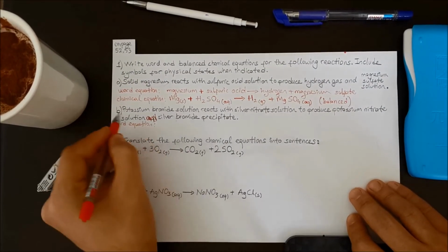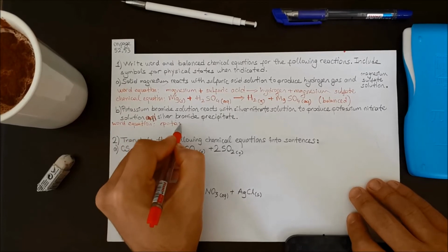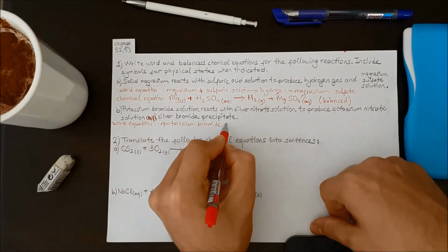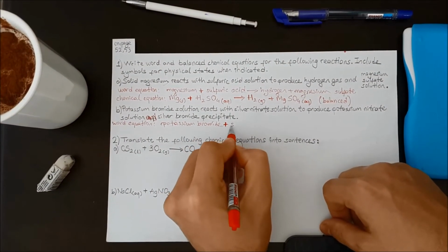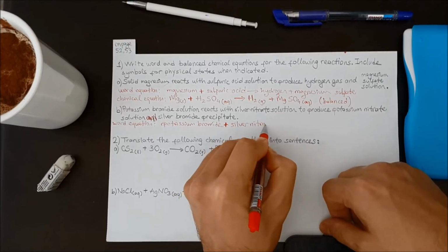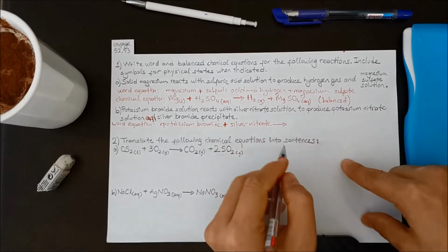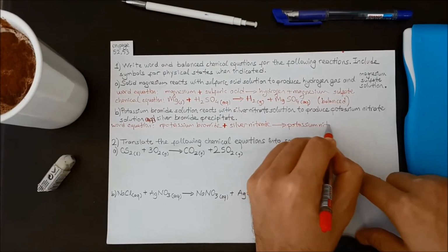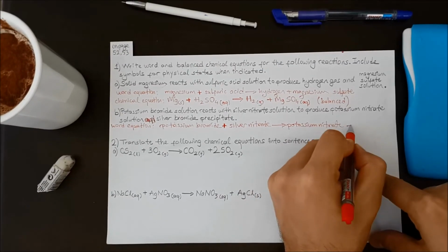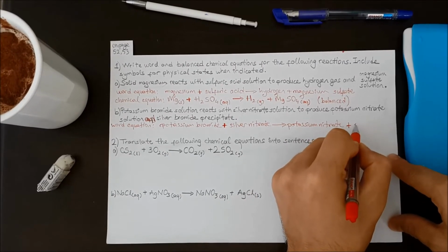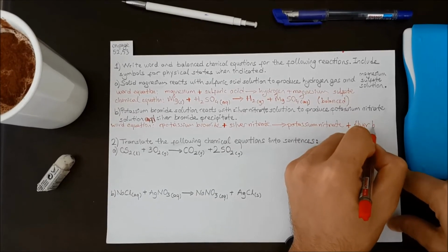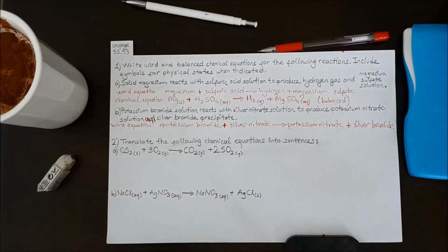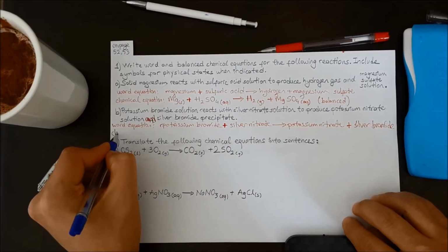Word equation. Potassium bromide reacts with, means plus, silver nitrate to produce potassium nitrate and, means plus, silver bromide. Okay, now we will write the balanced chemical equation.